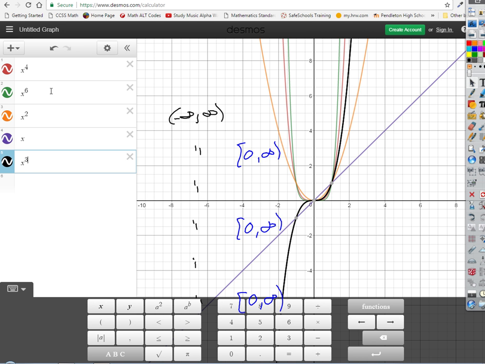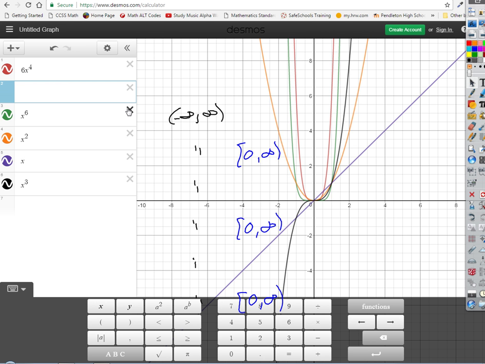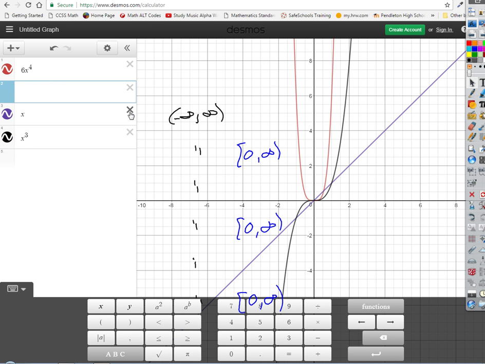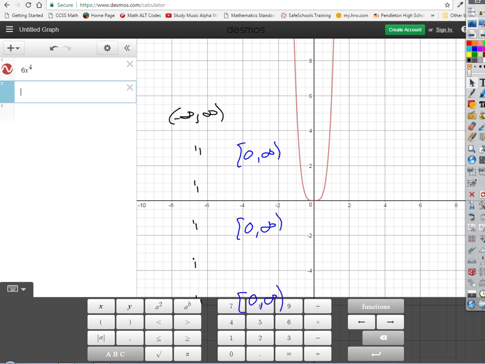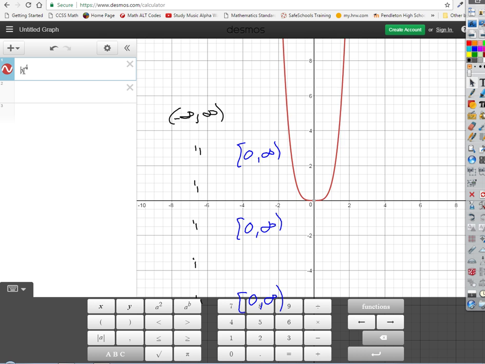What would happen if I were to, let's try something else. What if I were to make the coefficient 6? Does that change anything? Doesn't change anything, does it? It's just going to make it a little bit taller, but it doesn't change the domain or the range. What if I made the coefficient -1? Okay, that does change things.